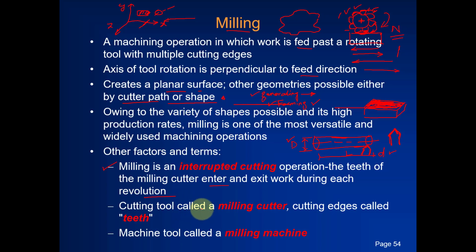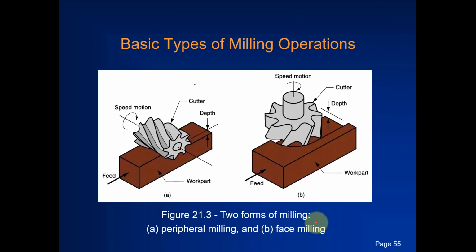Cutting tools that are used for milling operations are known as milling cutters, and a milling cutter has cutting edges known as teeth. And the machine which is used to perform the milling operation is known as a milling machine.